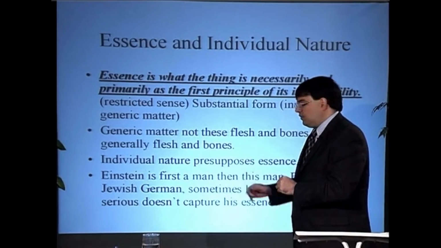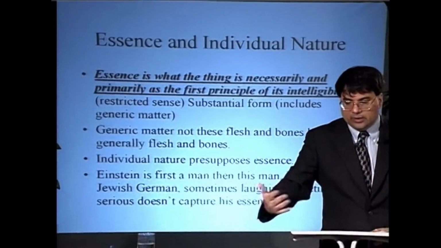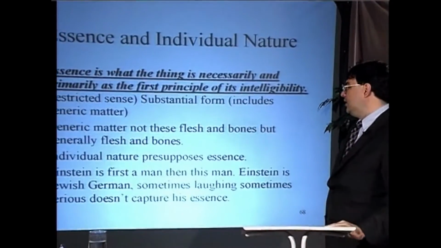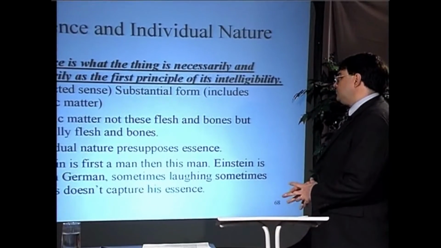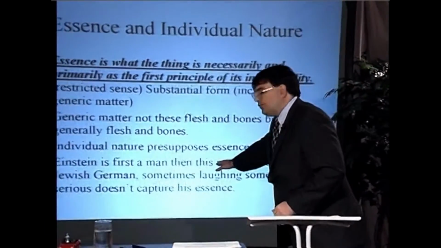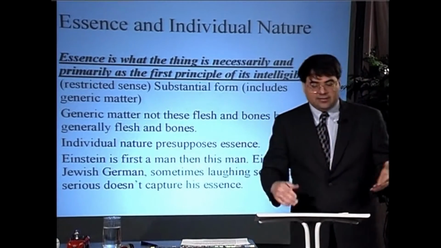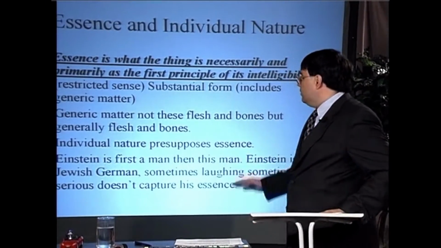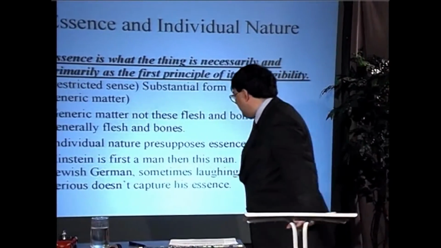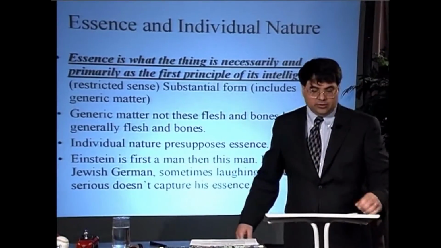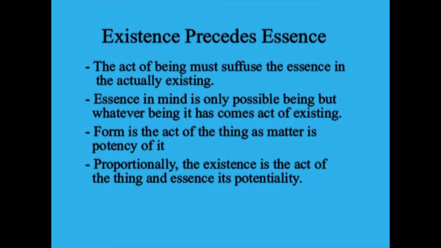Individual nature presupposes essence. We need to talk about that because we got the nature, and we left behind the particular. An example of this is Einstein is first a man, and then he's Jewish, German, and sometimes laughs and sometimes doesn't. If he wasn't a man, he wouldn't be able to have these other particular properties. So the essence is going to come first before the particulars.